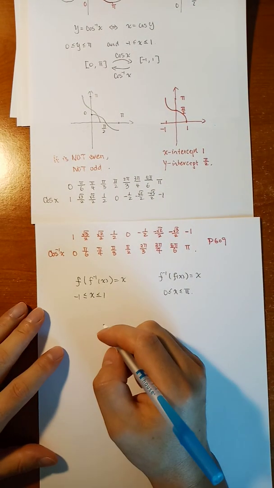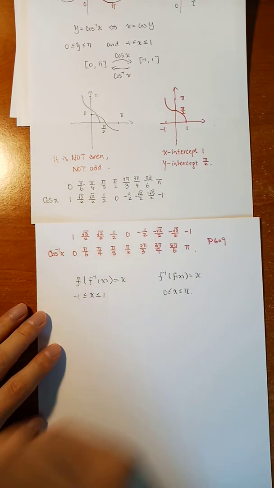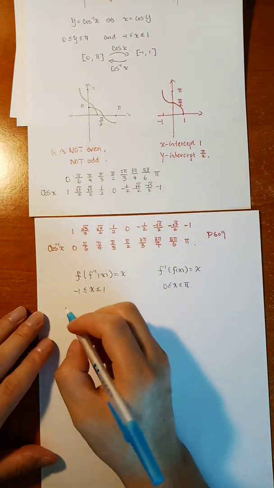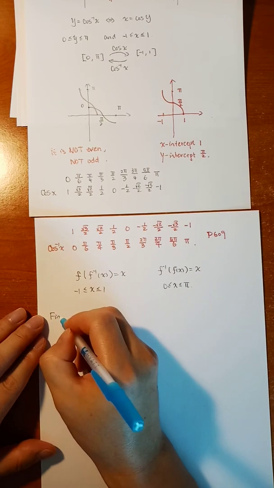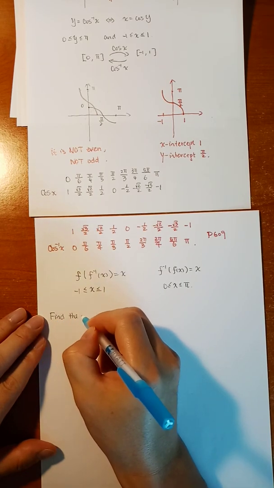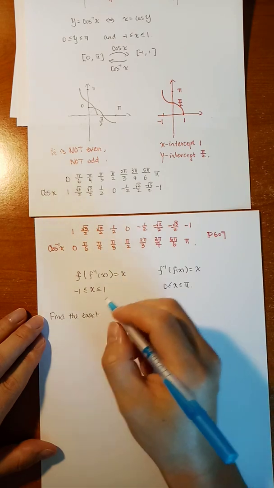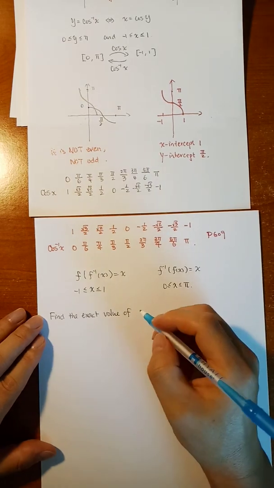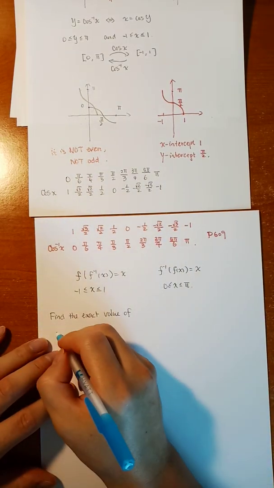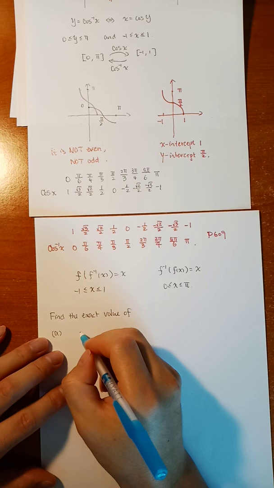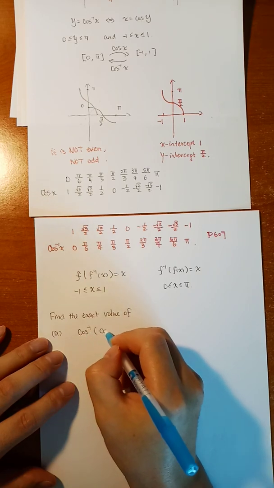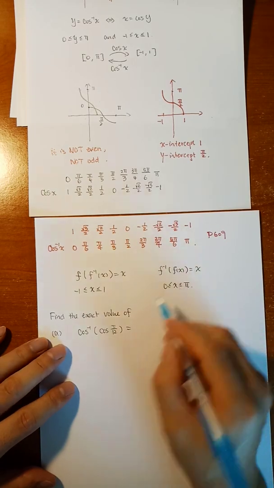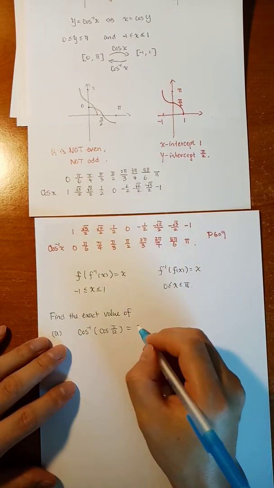Okay, now let's check. Let's do an exercise about this evaluation. So find the exact value of cosine inverse of cosine pi over 12. This is in the cosine inverse cosine. It's in the range, so it's just pi over 12.